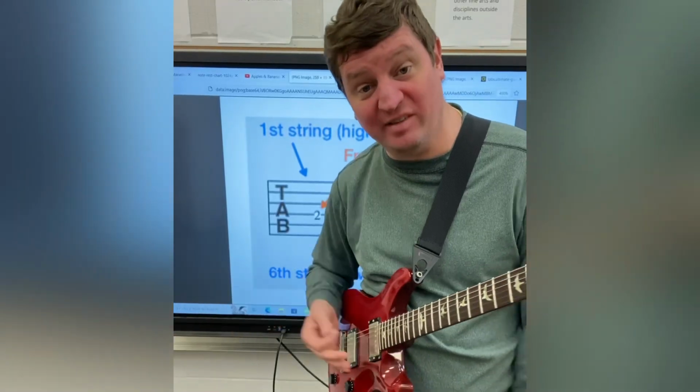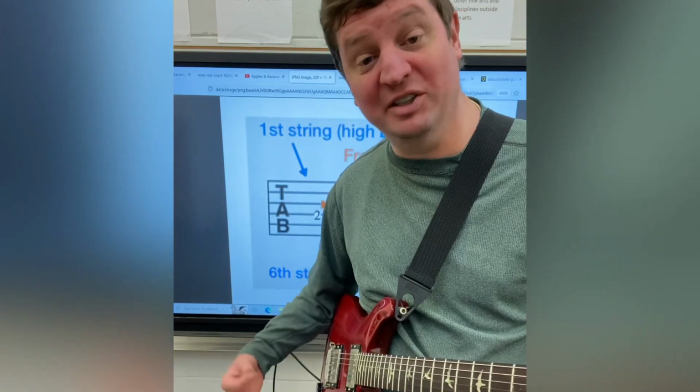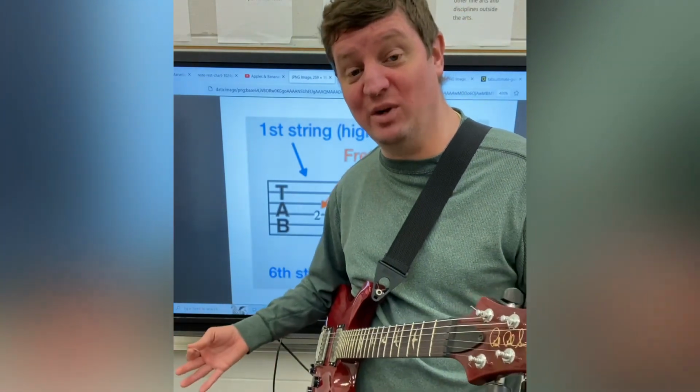What's a really easy way to learn songs on the guitar? Guitar tablature, or tab for short. I didn't learn how to read music until college, but as a teenager in high school, I used guitar tab all the time.